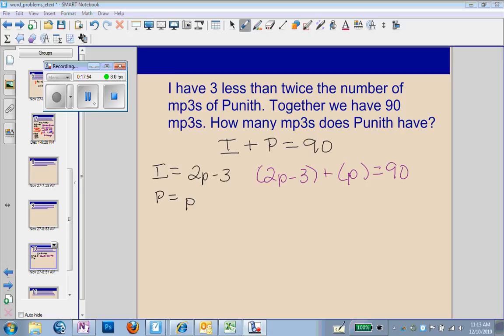So next, I'm going to change subtraction to addition and then add like terms. I get 3p plus negative 3 equals 90. And we're not going to solve the rest of this because at this point you guys should be pretty comfortable with solving these. It's just setting them up as the challenge.